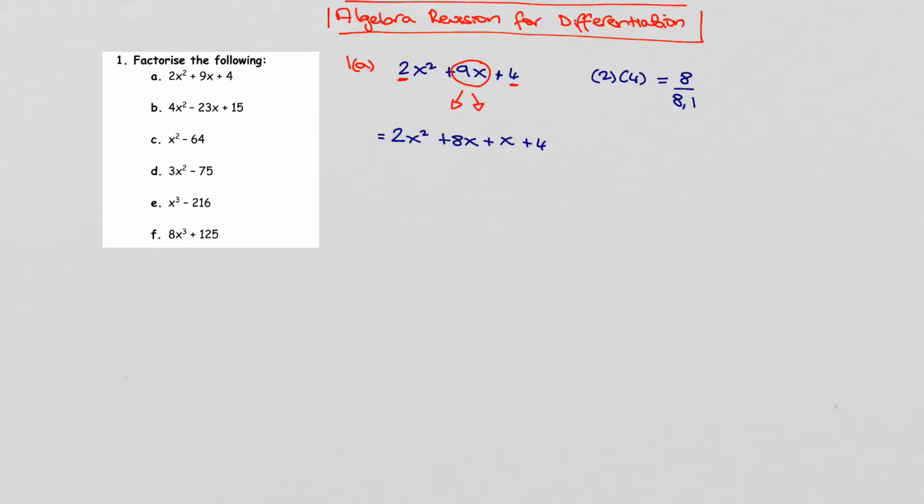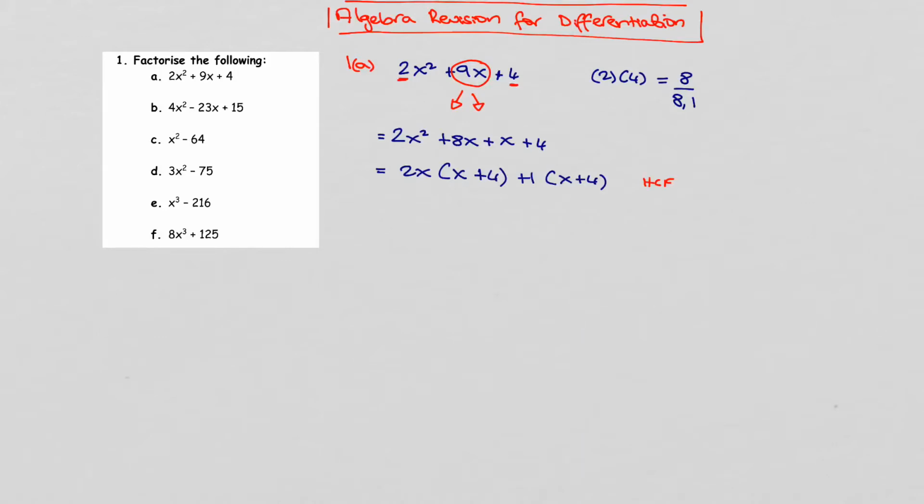What we then want to do is take our first two terms and take out the highest common factor. We're grouping the 2x squared and the 8x. The highest common factor there is 2x. If I take out 2x from 2x squared, that leaves me with x, and if I take out 2x from 8x, that leaves me with 4. If I then look at the next two, x and 4, there's nothing common there other than 1. So my highest common factor is 1, leaving me with x plus 4.